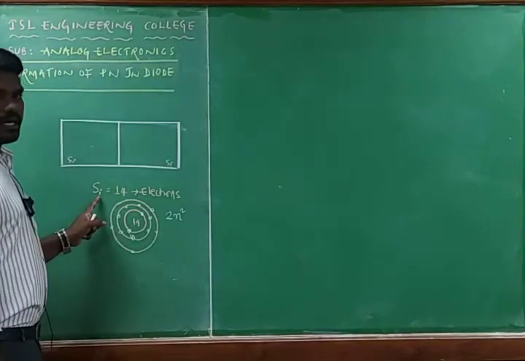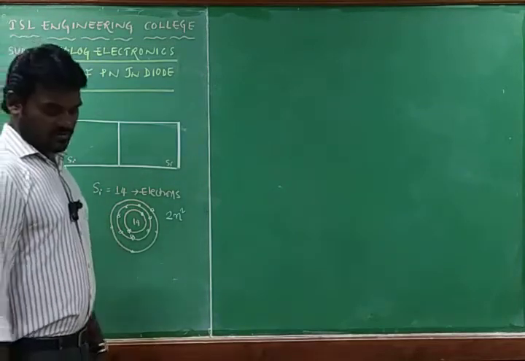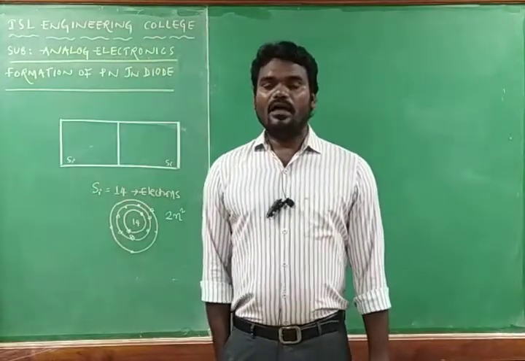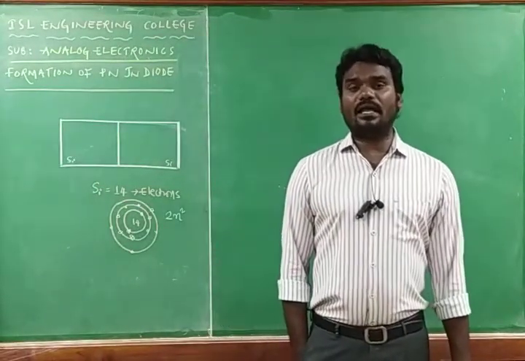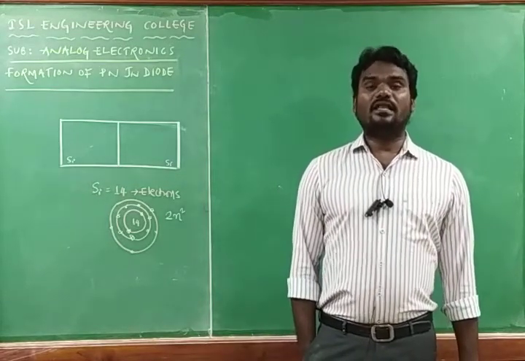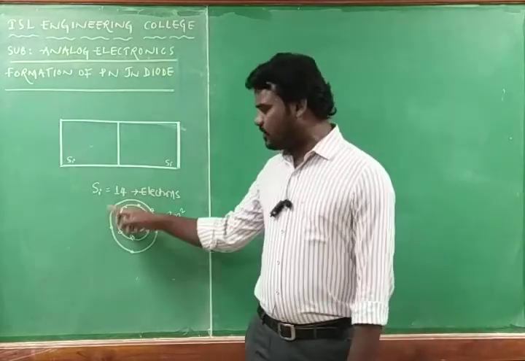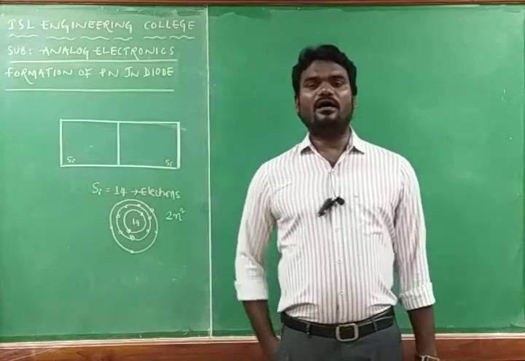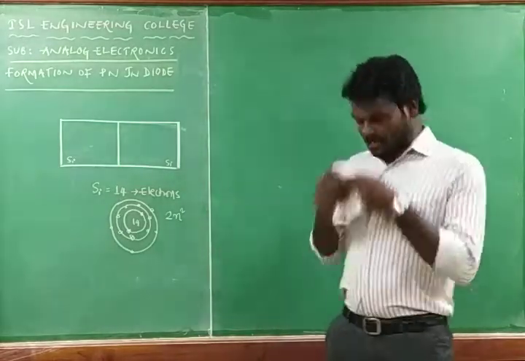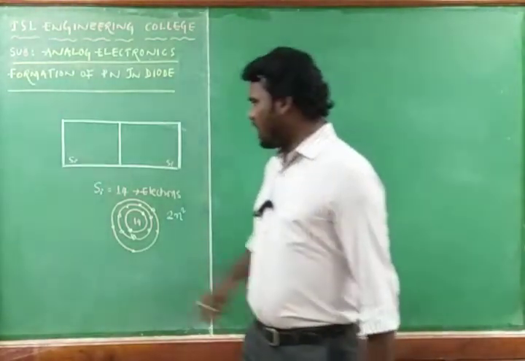So silicon is a semiconductor material which has 4 valence electrons. From this, we can define one important point: if an element has exactly 4 valence electrons, then that material is classified as a semiconductor.